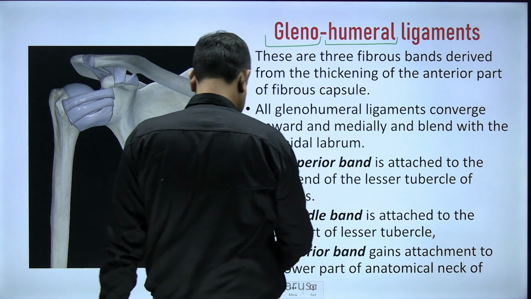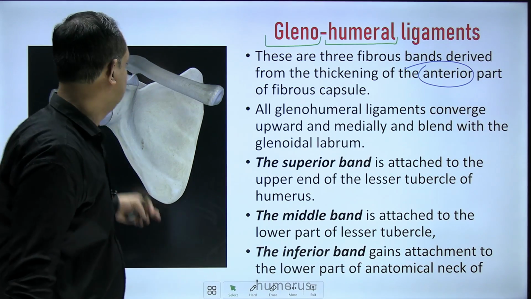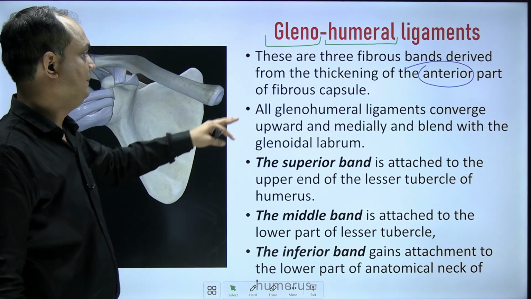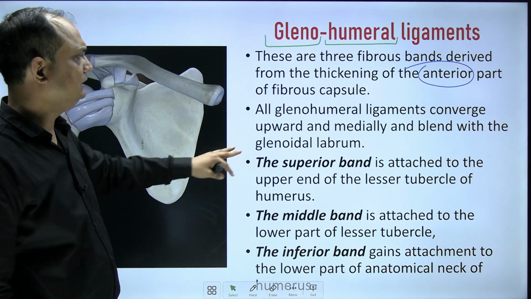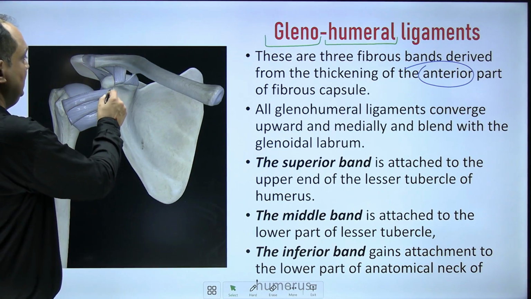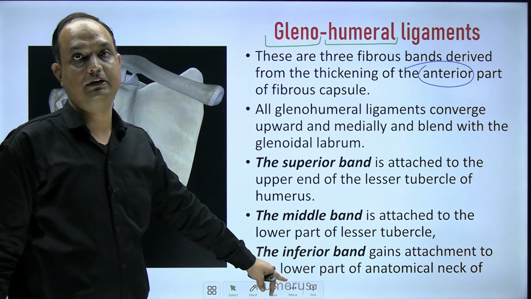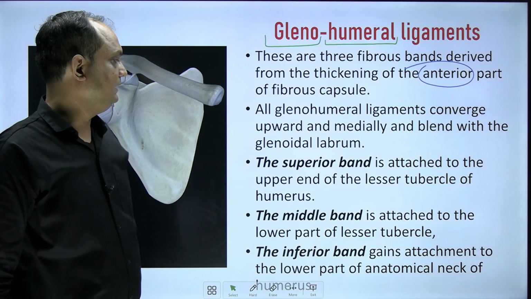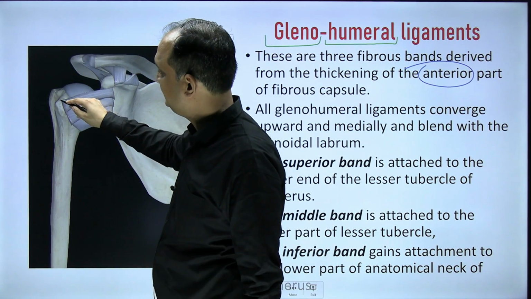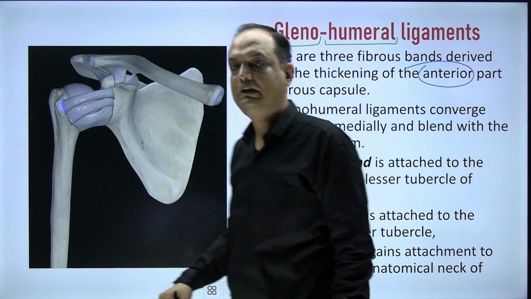Now see, this is again the important part, where you will find these ligaments. They support the joint from the anterior side, so you will find them in the anterior part of the fibrous capsule. Now all three ligaments will converge towards your glenoid labrum, and there is a superior band, middle band and inferior band. Now this superior band is going to attach to the lesser tubercle. Here, this is your lesser tubercle. So this is the attachment of the superior band of your ligament.